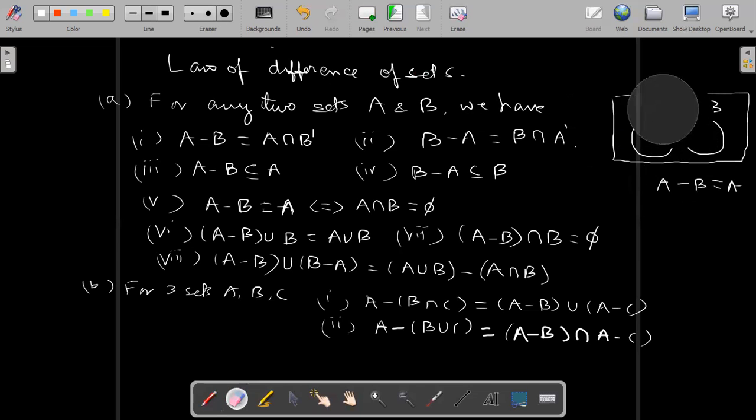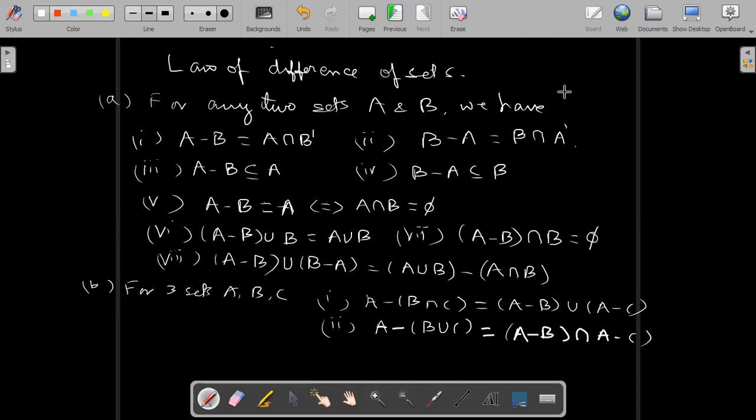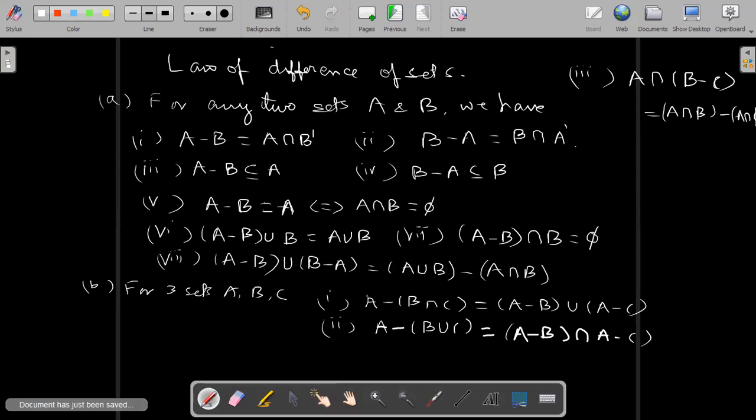Second property. Third property is A intersection B minus C, which will be equal to A intersection B minus A intersection C. The intersection will be distributed inside, so A intersection B, then minus A intersection C. This intersection goes inside with B and C simply.